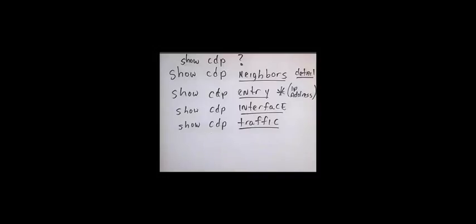The show CDP traffic command shows the update frequency, how often the CDP packets are being sent, and also the hold time. The default is going to be 60 seconds for the update frequency. Every 60 seconds CDP packets are sent out, and the hold time to keep an entry in the table would be 180 seconds, or 3 times the update interval.